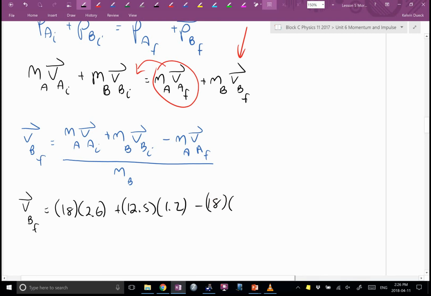What's the final velocity of rock A? It says... Sorry? Thank you. Same direction still? Yes? Okay. What if it had said change direction? Negative. Easy fix, but I just have to pay attention and catch it, which is why I keep writing the vector bars on here to remind myself, pay attention to direction, pay attention to direction. Divided by mass B, 12.5.